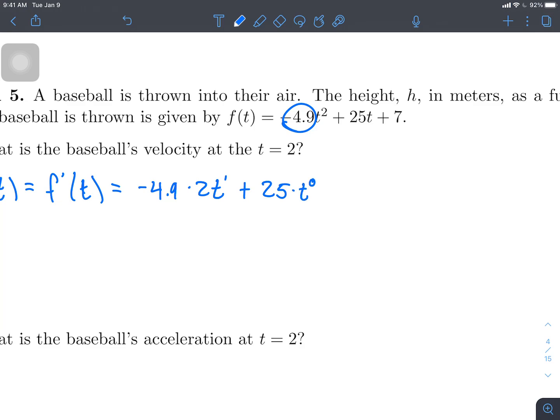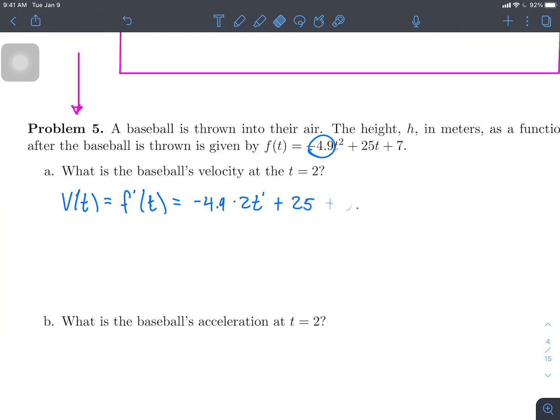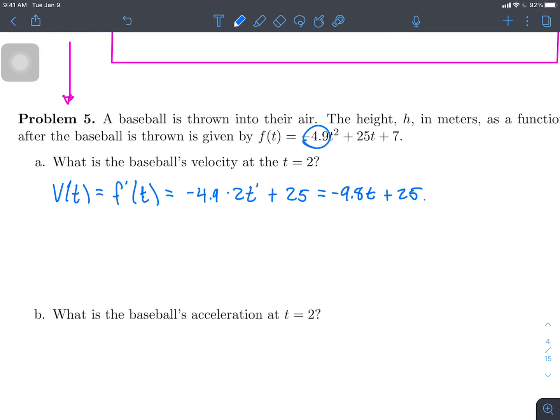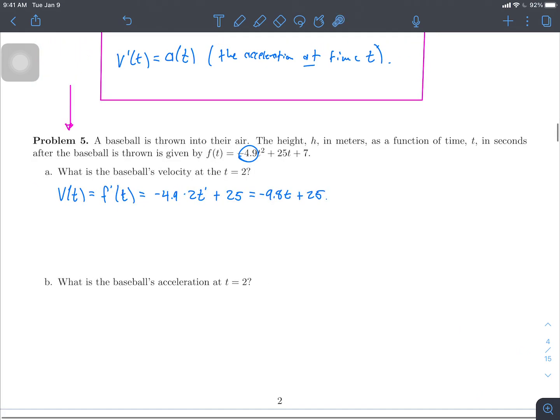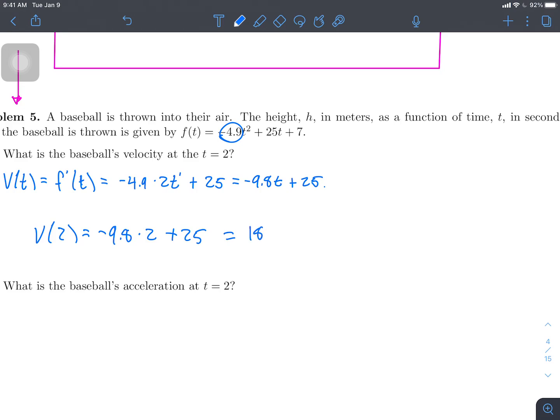25 times 1 times t to the 0. Okay, so we get 25, and then for 7, it just becomes 0, so I'm not going to write that last part for 7. So this is just negative 9.8t plus 25. So I'm supposed to find the velocity when t is equal to 2. So what should I do? Plug in 2. V of 2 is equal to negative 9.8 times 2 plus 25, which is just 5.4.